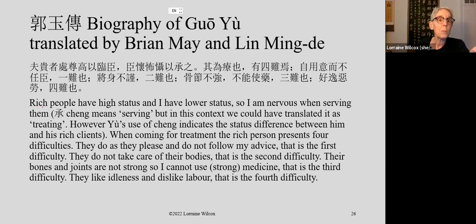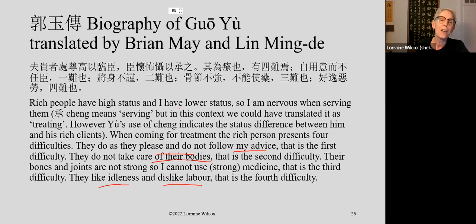And so he goes on to explain, rich people have high status, and doctors at that time were pretty low status. So I'm nervous when I treat them, when I serve them. When coming for treatment, rich people also have some other problems because they do as they please and they don't listen to my advice. Sound familiar, doesn't it? That's the first problem. The second is they don't take care of themselves. Yeah, our patients are the same. Third is their bones and joints are not strong, so I can't use the strongest medicine. And the fourth is they like to be idle and they don't like to work.